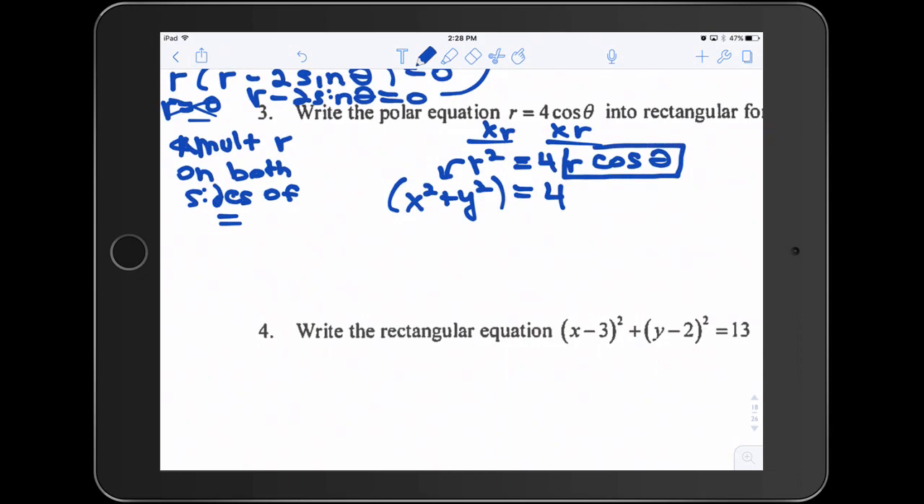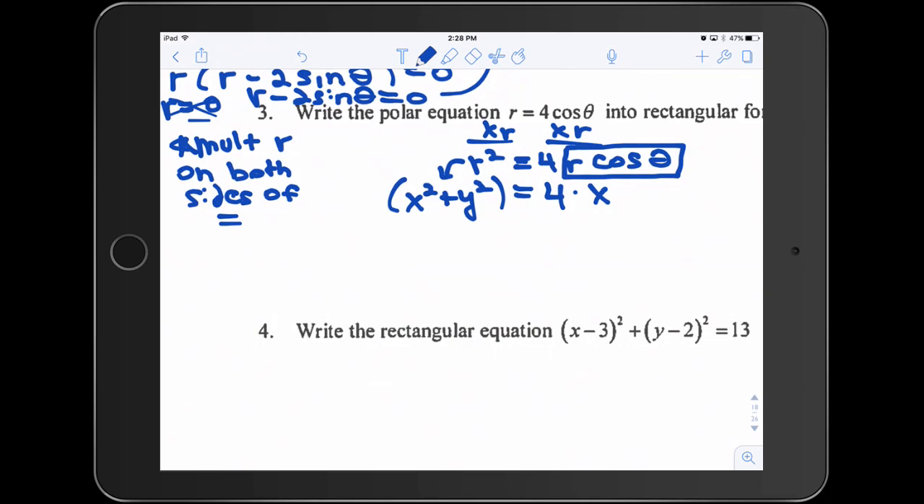This right here, r cosine theta, look at the top of your sheet, and hopefully you can see that that would be x. So those are just replacing things so that now we are out of the r's and thetas and only have x's and y's.